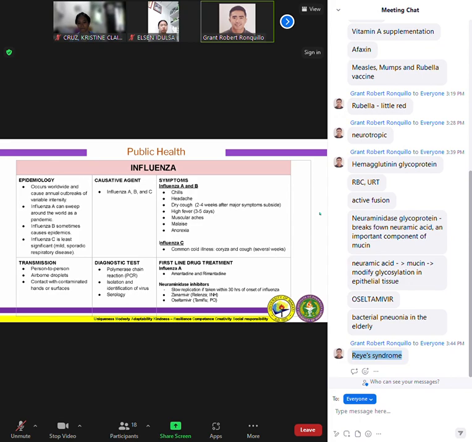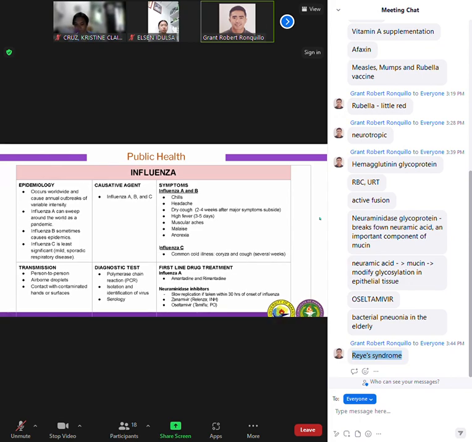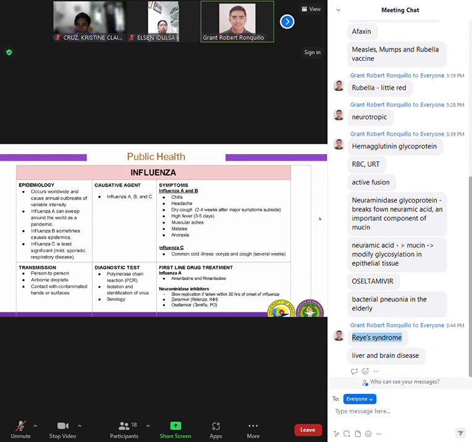Ano po ba yung Reye syndrome? They are the ones using aspirin and they can get liver and brain disease. O, di ba? Gumamit ka lang ng aspirin, nagka-liver and brain diseases ka pa. So parang hindi rin siya maganda. Now, influenza, if remained untreated, pwede siya mag-cause ng death for patients, pero hindi mo ikakamatay yung influenza, ikakamatay mo yung complication niya, which is yung pneumonia. Okay? Pneumonia or cardiac disease.